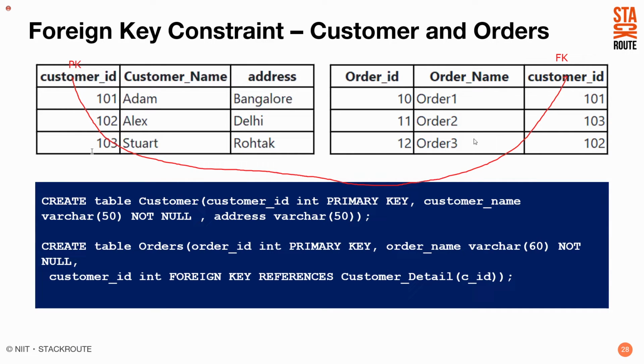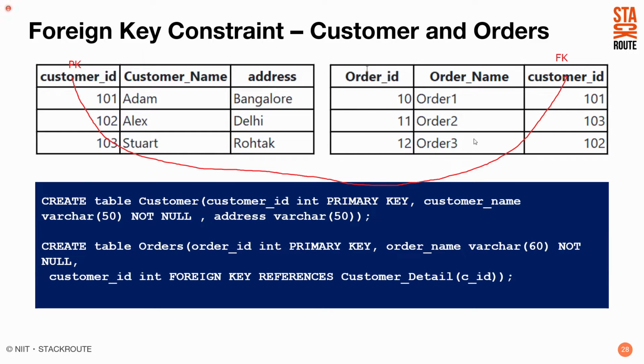Customer ID, I have 3 customers. So only these 3 customers can place an order. Can I have a 13th order with some 105 customer? No, logically it's not possible. Whichever customers I have in my online store, those customers alone can place an order. So customer ID is a primary key of customer table. That customer ID is going to act like a foreign key of another table.